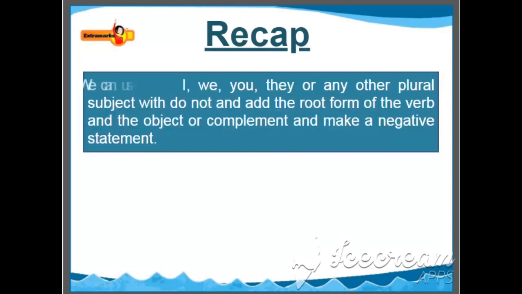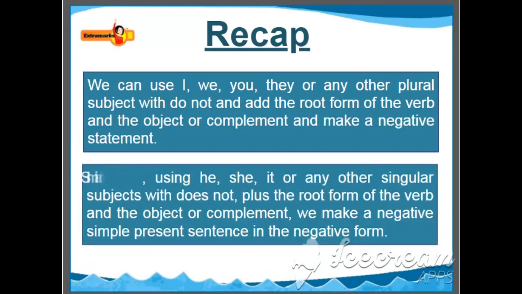The negative statements can be formed in simple present tense by following the given rules. We can use I, we, you, they, or any other plural subject with do not and add the root form of the verb and the object or complement to make a negative statement. Similarly, using he, she, it, or any other singular subject with does not plus the root form of the verb and the object or complement, we make a negative simple present sentence.